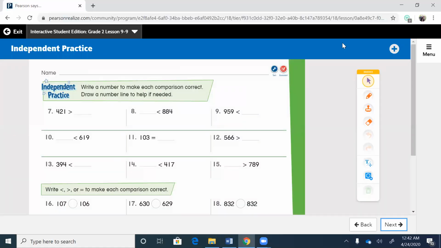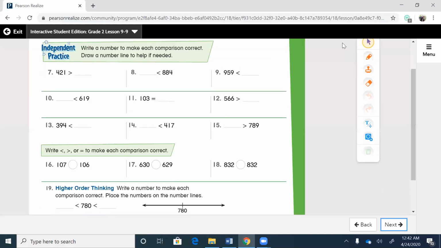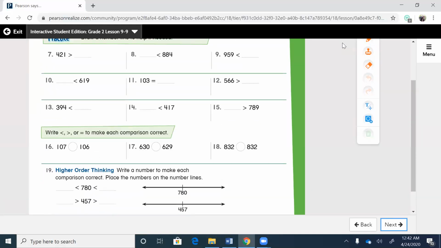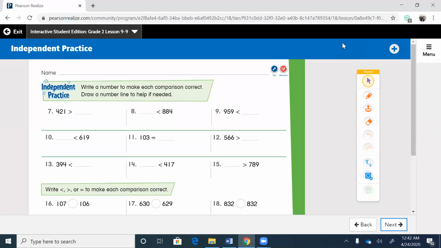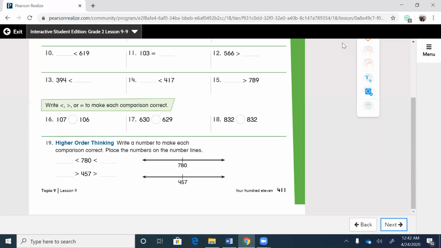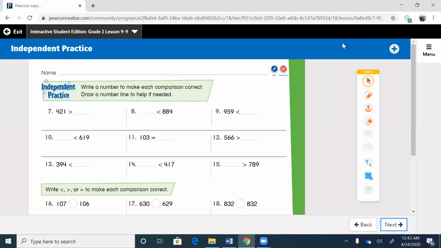Now, if you get the Pearson login, this is what you'll be able to do. It will give you much more practice. But if you want to do it the portfolio way, that's fine too. So at the end of the video, I'm going to show you how to go in portfolio and do the work. All right, so the first thing we have to do for number 7 is look at the symbol.